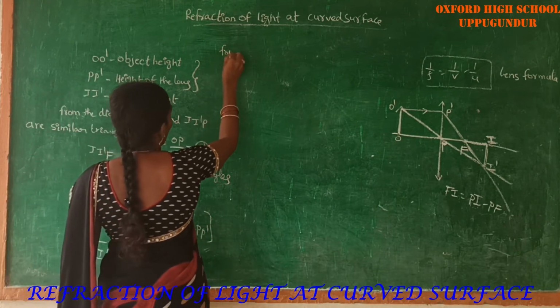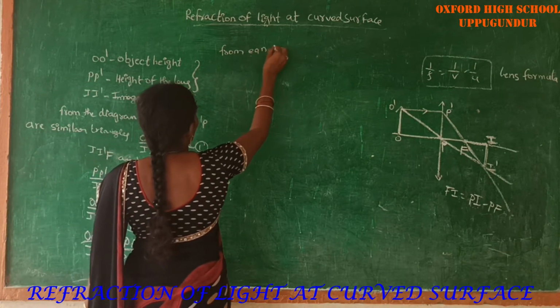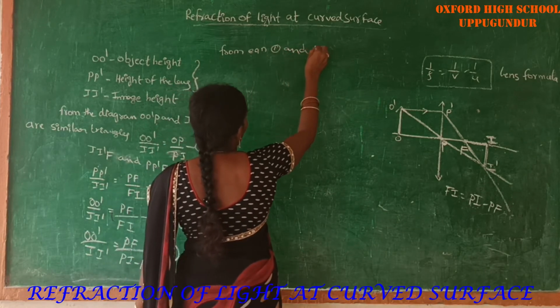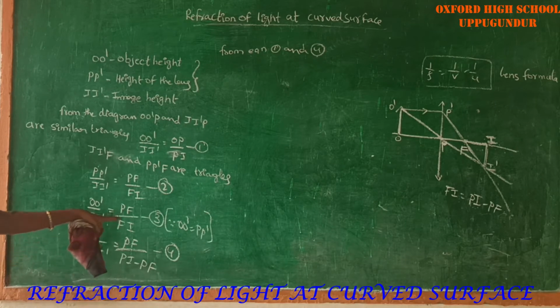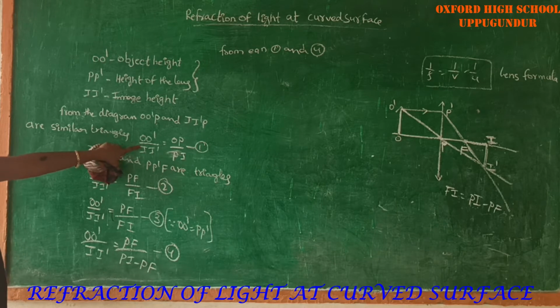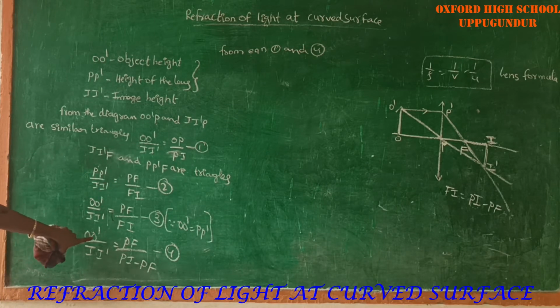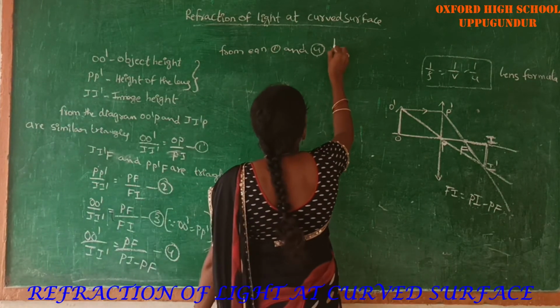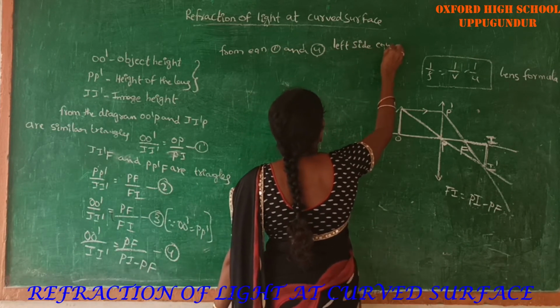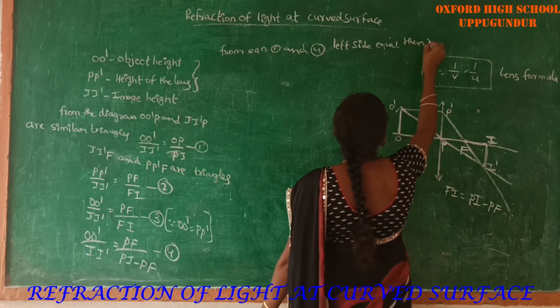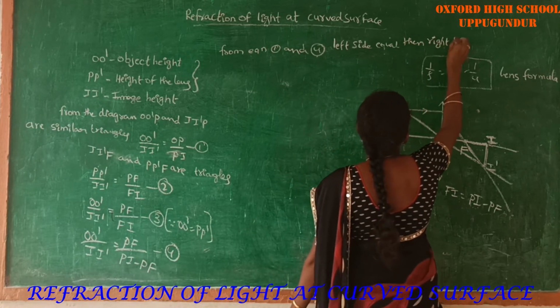From equation 1 and 4, left side of these two equations are equal, then the right side is also equal. Equation number 1 is O dash by I dash. In the same way, equation number 4 is O dash by I dash. Left side of these two equations are equal, then the right side is also equal.